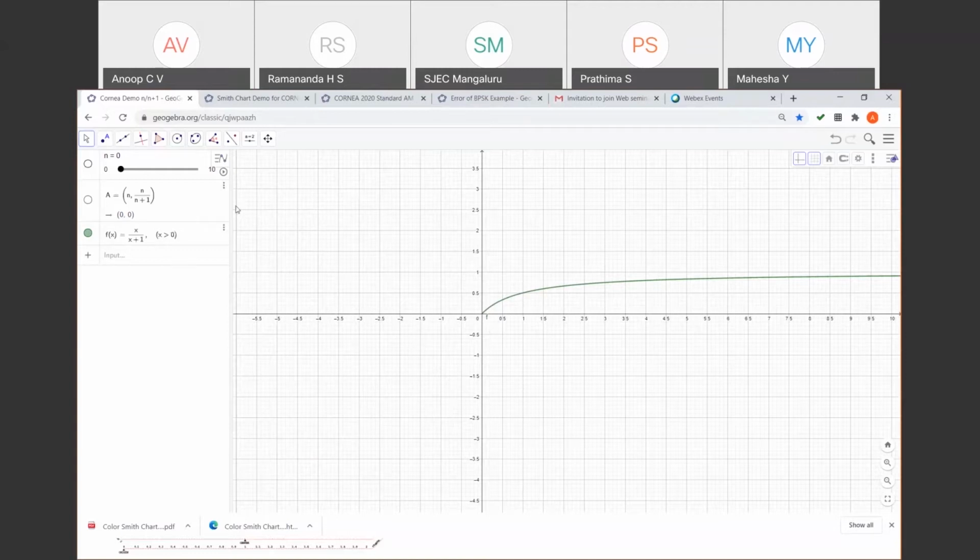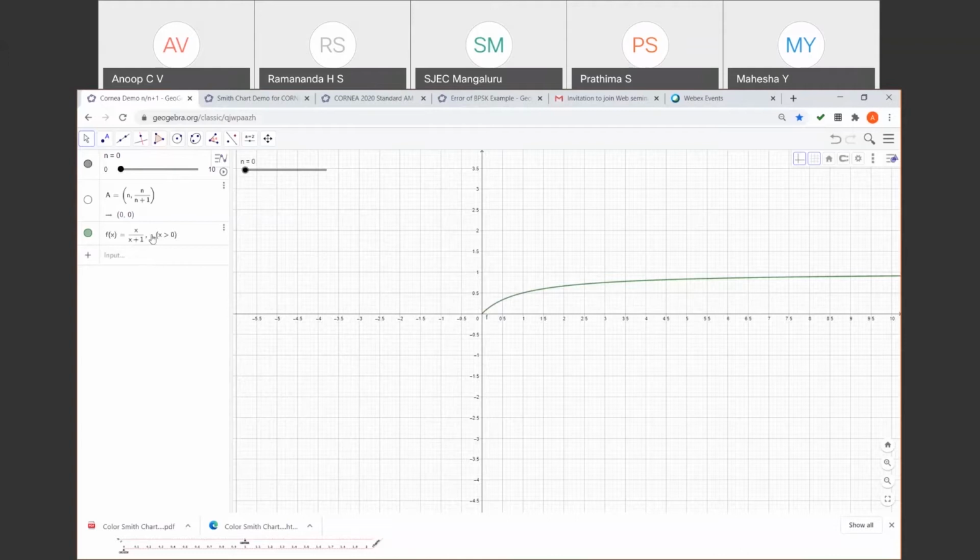And one more helpful thing, which I would like to show here. Just yesterday Ramananda sir had told how to create a slider. So I've just created a slider with a parameter n, which will vary from 0 to 10. So I have the slider, right? Then I have created a point whose coordinates are n and n by n plus 1.